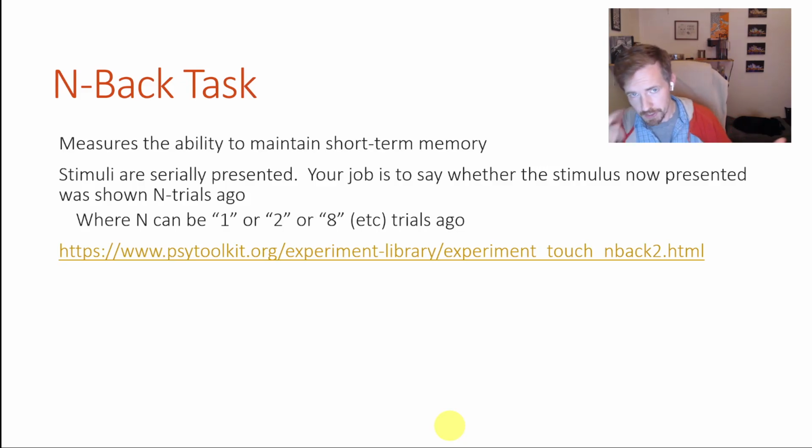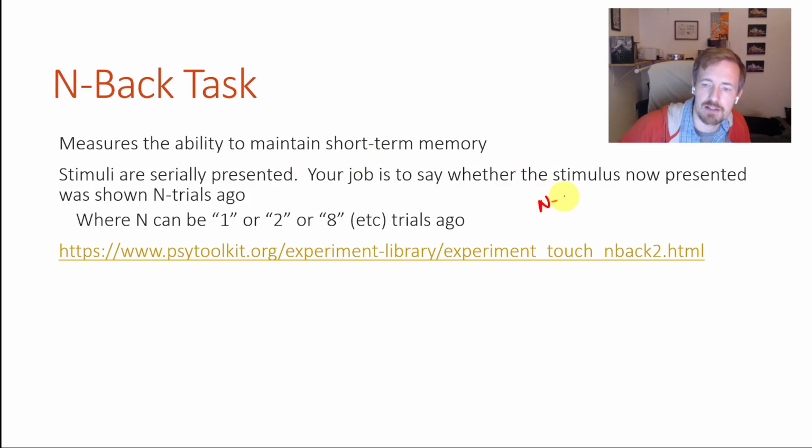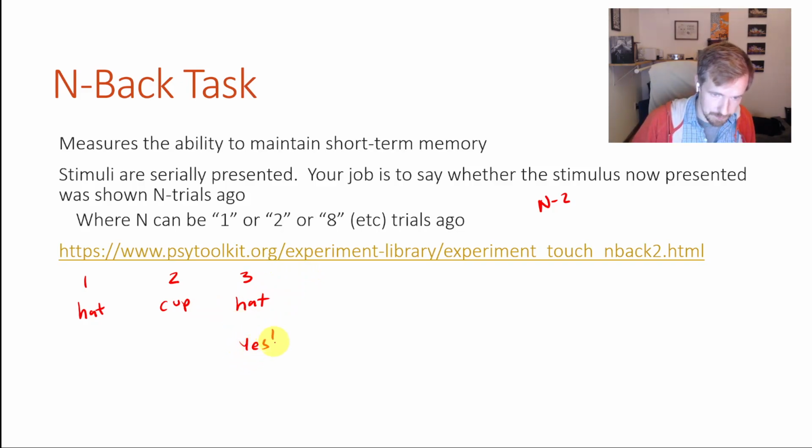Usually you're going to be in something like an N-2 task. If you're in an N-2 task, it would work like this, where I'm going to use words here. Let's say that you see the word hat. That's trial number 1. Then it goes away and you have trial number 2, and that is the word cup. Then you have trial number 3, and it's the word hat. You would say yes, because hat occurred 2 trials ago. Let's say the 4th trial has the word hat again.